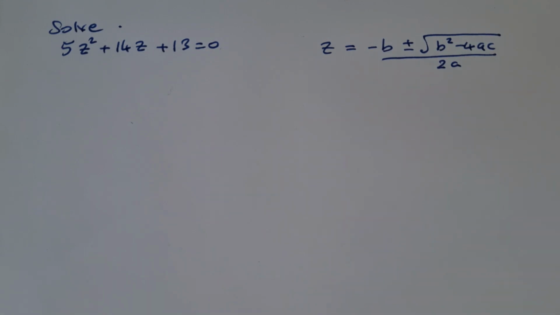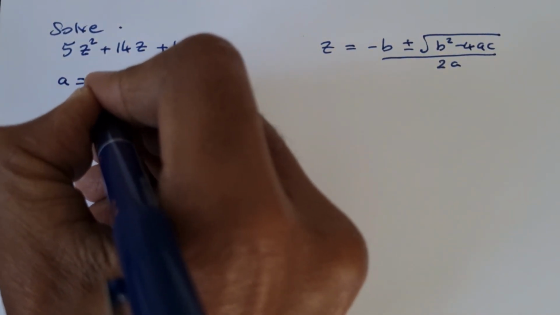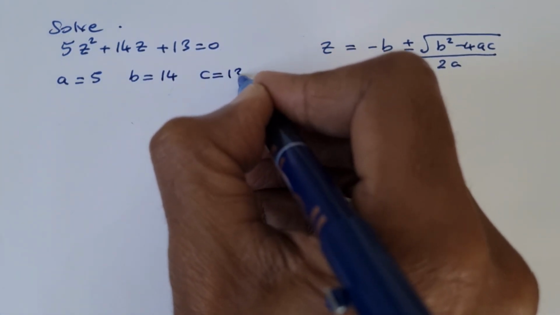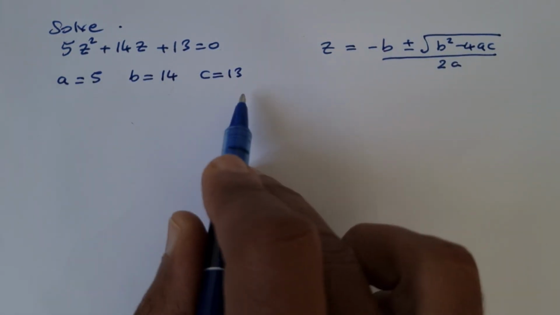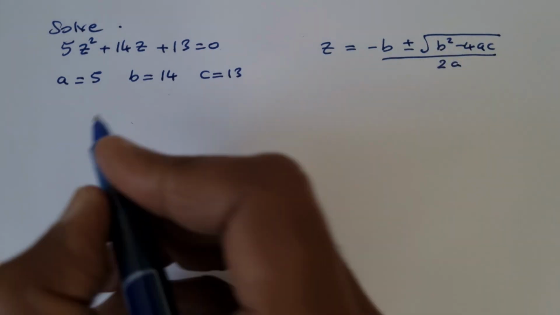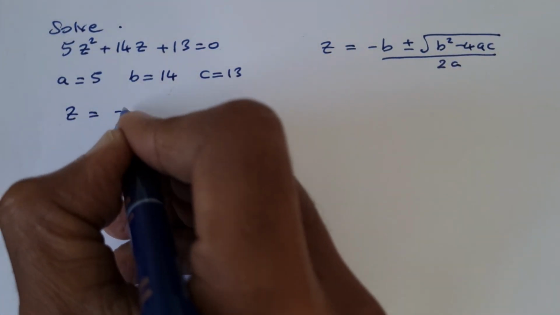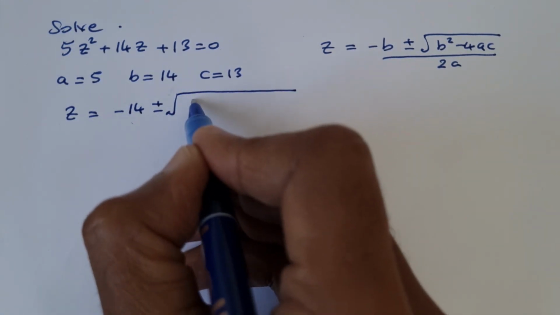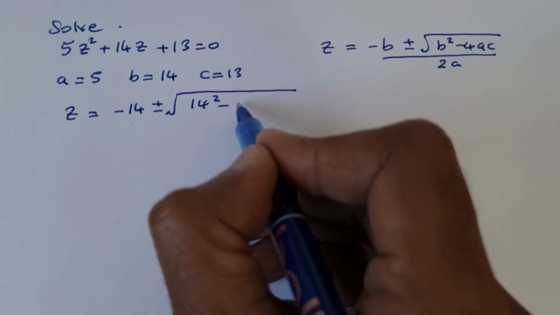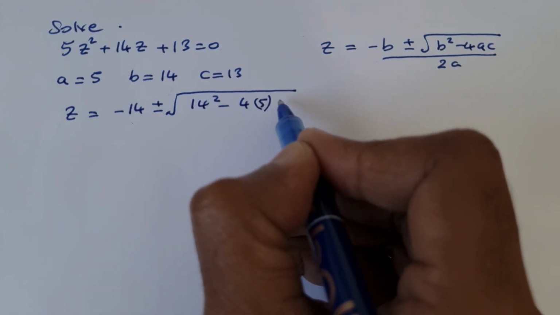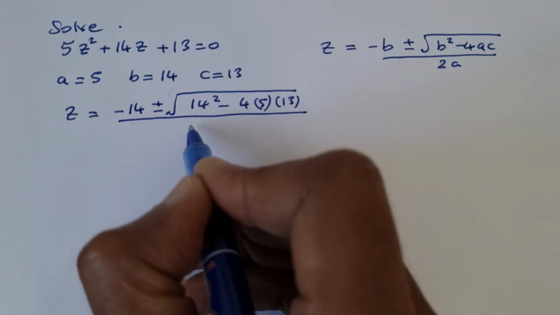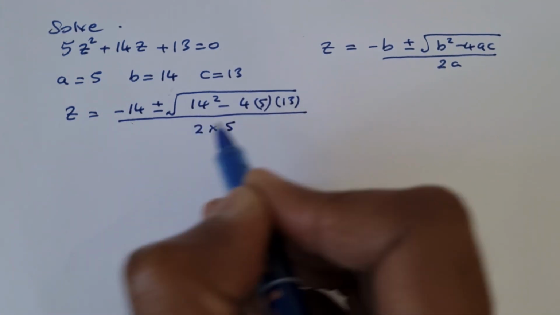And in our particular example, we know that a is equal to 5, b is equal to 14, and c is equal to 13. So we're going to take those values and substitute in here. Therefore I've got z as minus 14 plus or minus the square root of b squared, which is 14 squared, minus 4 times a times c, and all of that being divided by 2a, that is 2 times 5.